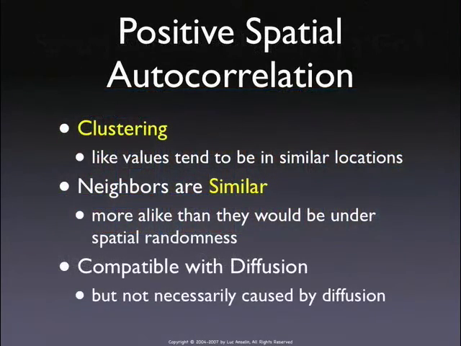So let's recap. The two alternative hypotheses are positive autocorrelation and negative autocorrelation. Positive autocorrelation is, and we've been through this before, clustering. Like values tend to be in similar locations. Or the other way to put it is that neighbors are similar.